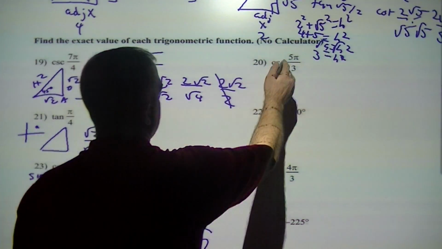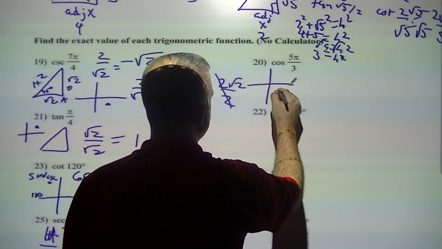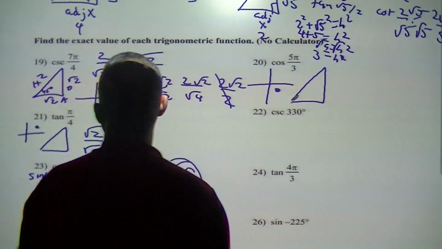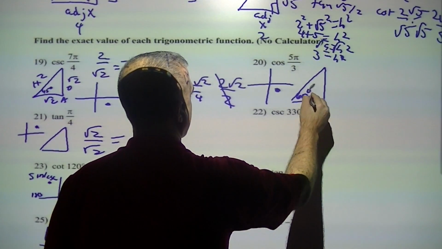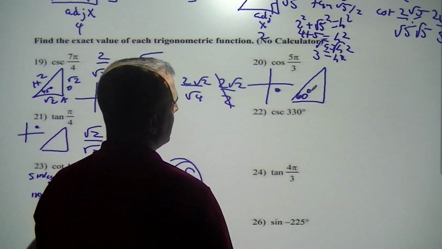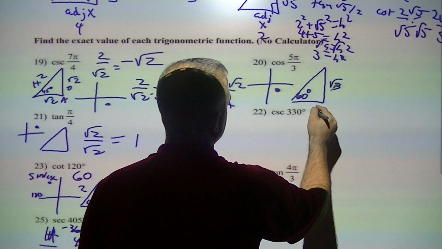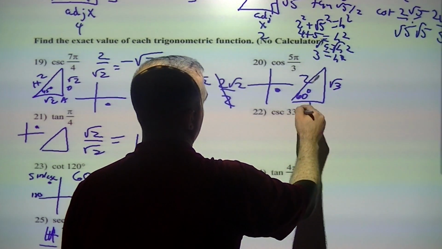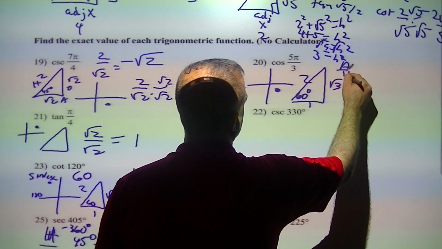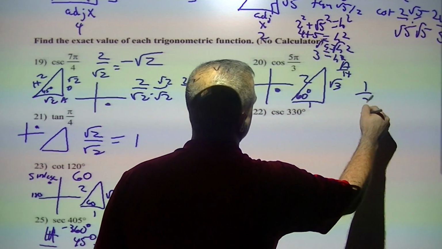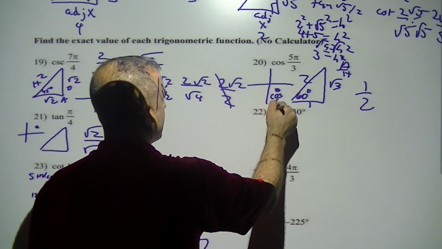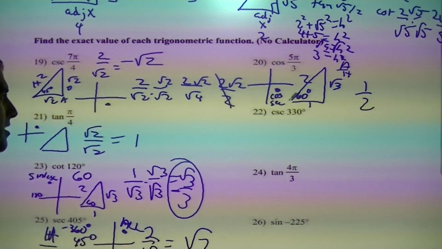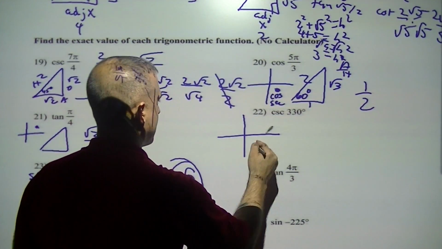All right, 5 pi over 3, that will be in this quadrant, and that will be the 60-degree triangle, because we know that ties to pi over 3. So that's square root of 3, 1 and 2. We're doing A over H, which is 1 over 2. Since I'm down here, the only things that are going to be positive are cosine and secant, so I'm going to leave that as 1/2.